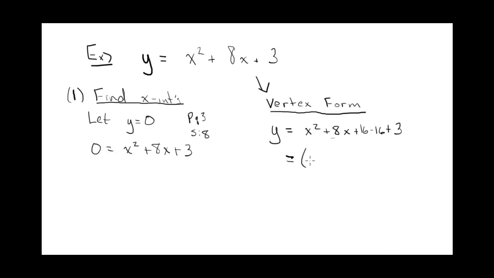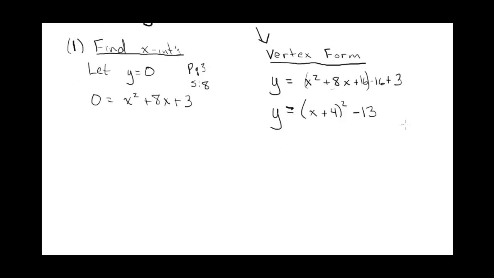So x, and we'll group the first three terms. x plus 4 squared, negative 16 plus 3, negative 13. So y equals x plus 4 all squared, subtract 13. So if you wanted to sketch that, the vertex would be negative 4, negative 13.